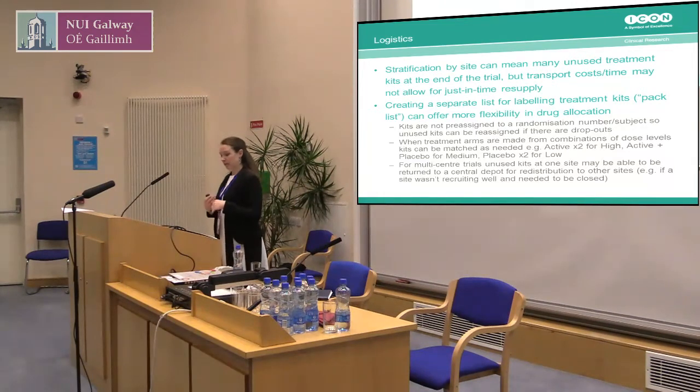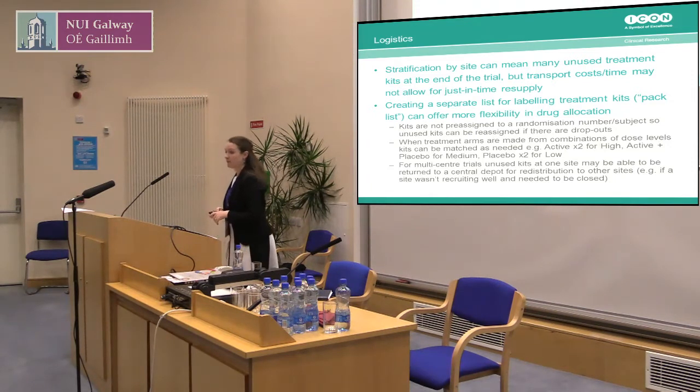Having a separate pack list or treatment list for labelling the treatment kits can offer more flexibility in the drug allocation. The kits are not pre-assigned to any particular randomisation number or subject, so that unused kits can be reassigned to other people. When treatment arms are made from combinations of dose levels, kits can be matched as needed. So if your active is 2 doses, and your mid dose is 1 active, 1 placebo, and your placebo is 2 doses of the placebo, it allows you to say, right, well, I've got 3 placebo on my shelf and 3 active on my shelf. So I can have 1 of each, or I can have 3 of the middle, or I can have some other combination, and you're not tied into only this selection being possible.